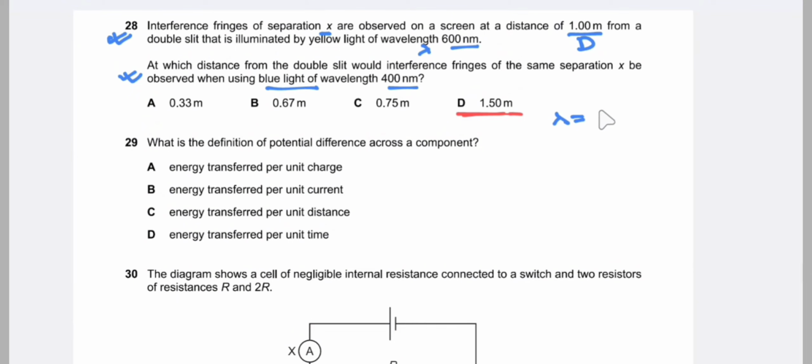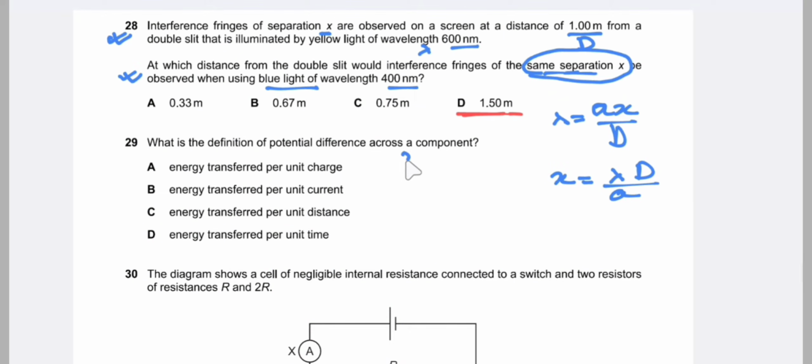First of all, we know the formula lambda is equal to ax by d. To find the answer for the second condition, we need to relate both conditions. The common thing between the two experiments is that they have the same separation x. Since they have the same separation, we make x the subject of the formula: x is equal to lambda d by a. For both conditions x is the same, so x is equal to x. That means lambda 1 d1 by a1 is equal to lambda 2 d2 by a2.